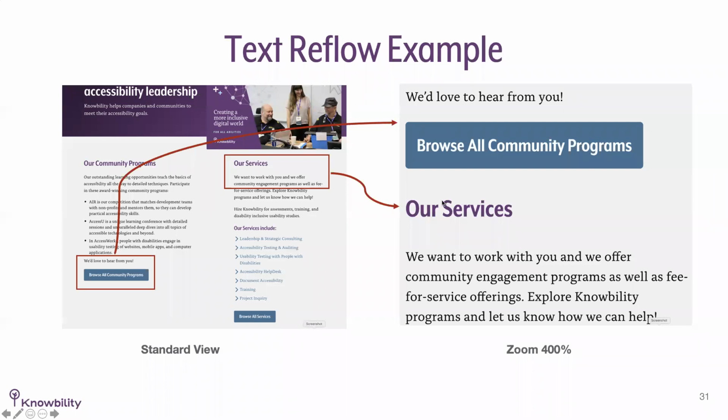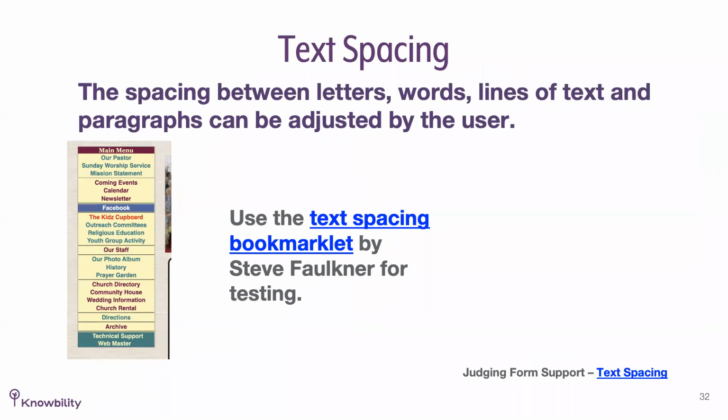So again, responsive design. Make sure if you're using a content management system, you start with a template that implements that. Text spacing is another one. So some users need to be able to increase the spacing between letters or between words or between lines of text and paragraphs so that they can read it. It could be because of vision issues. It could be because of cognitive issues or even dyslexia that people need to change the spacing.